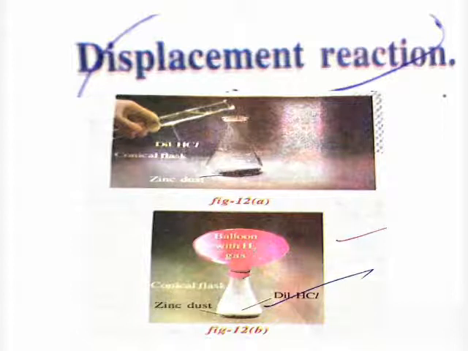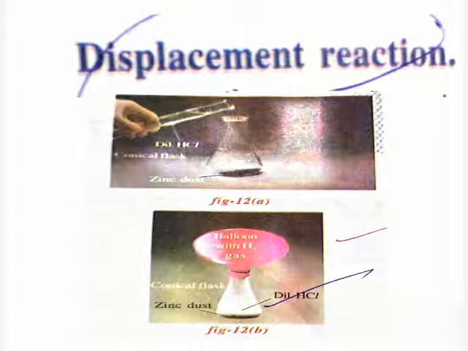In a displacement reaction, one element displaces another element from its compound and takes its place therein. Now we will discuss displacement of hydrogen from acids by metals. To understand this displacement reaction, we will discuss one activity. What is that activity? Displacement of hydrogen from acids by metals.